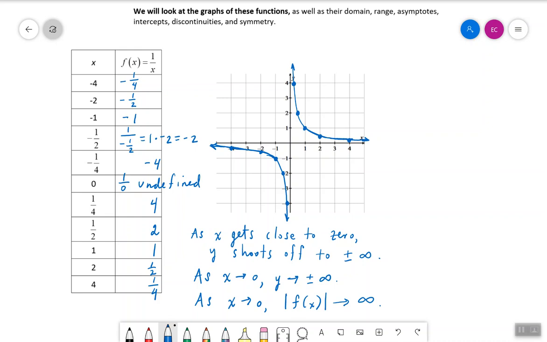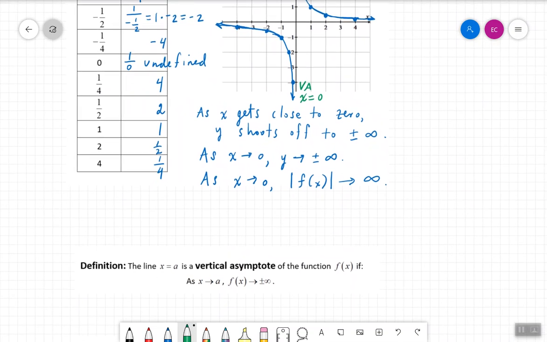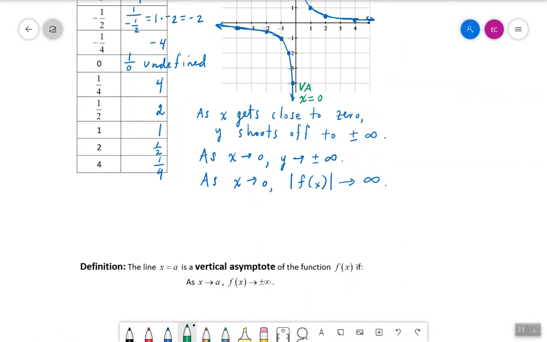Well, what we're describing here is exactly the definition of a vertical asymptote. And so let's come over on the graph right beside the y-axis. Let's label a vertical asymptote at x equals 0. At x equals 0. And so what we're saying is that whenever you have behavior like what we just described, that's the condition for a vertical asymptote. Here's our definition. As x approaches some constant value a, f of x approaches plus or minus infinity. In this case, the value of a is 0.